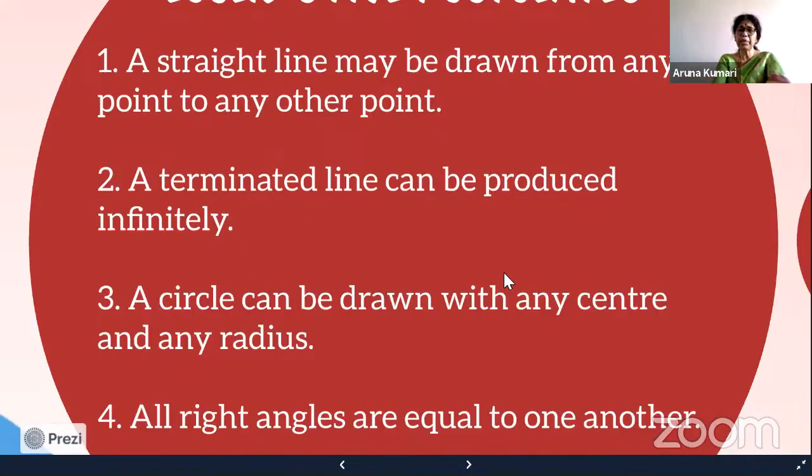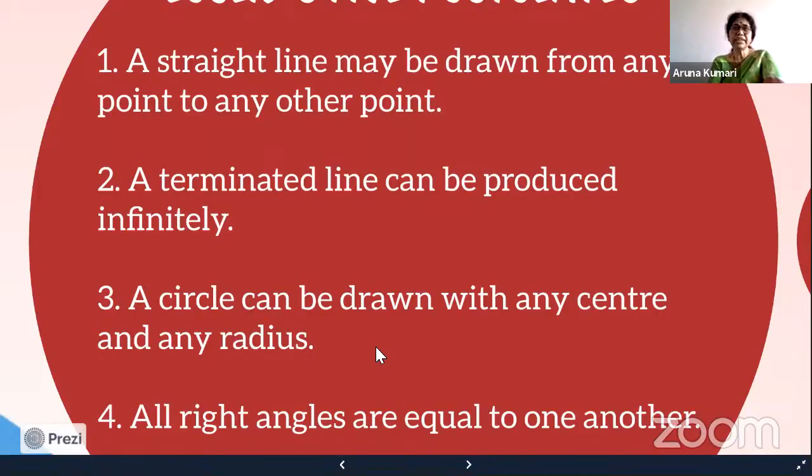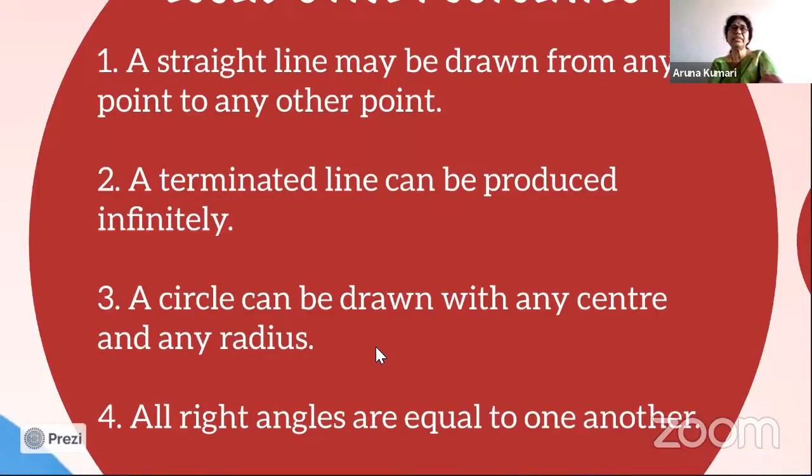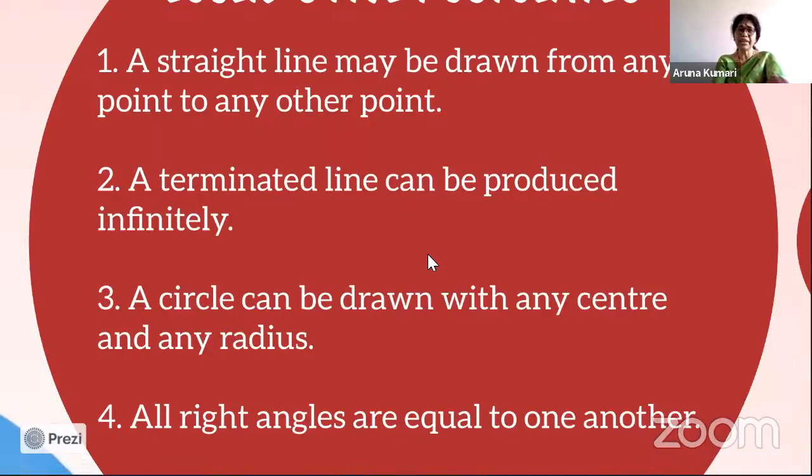Next, a circle can be drawn with any center and any radius. Yes, you know very well what a circle is. Parts of a circle, radius, center, whatever it is. So whenever your teacher asks you to draw a circle, without effort you will draw a circle. Just take a point. There also, you might know about a point. The center of the circle. We'll call it a center point. From that point, take some radius. With the help of a compass, you can draw a circle.